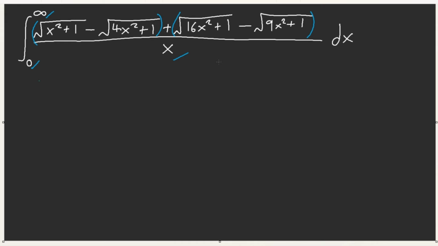And then, let's see here. Square root of x squared plus 1. Wait, but we can't compute Frullani, and let me tell you why. The reason we can't compute Frullani like this is because the limit as x goes to infinity, if our function is just x squared plus 1, is equal to infinity. So we can't use Frullani. We have to use something else.